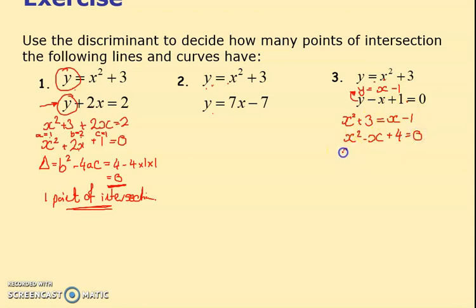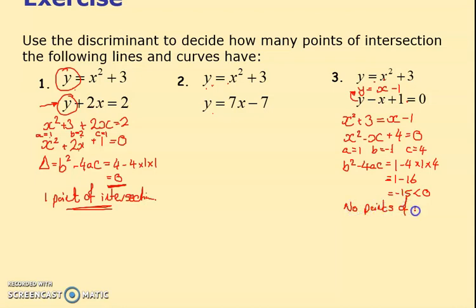So what's that give me? Again, a equals 1, b equals minus 1, c equals 4. So b squared minus 4ac equals b squared, which is 1, minus 4 times 1 times 4. Oh, right, now that is 1 minus 16 when you do it, which is minus 15, which is less than 0. Now when it's negative and it's less than 0, there's no point of intersection.